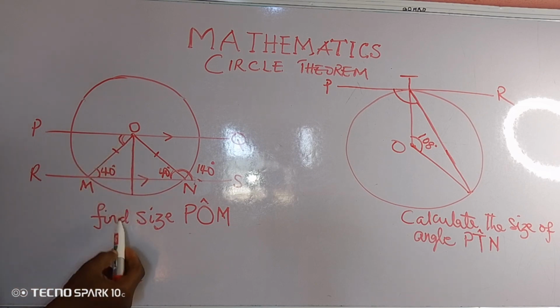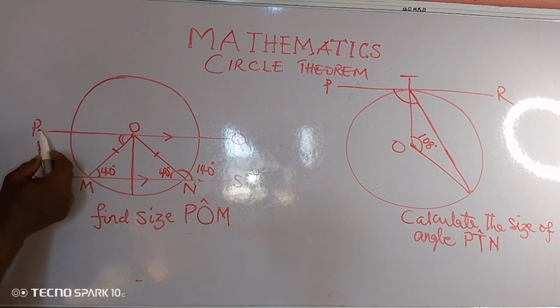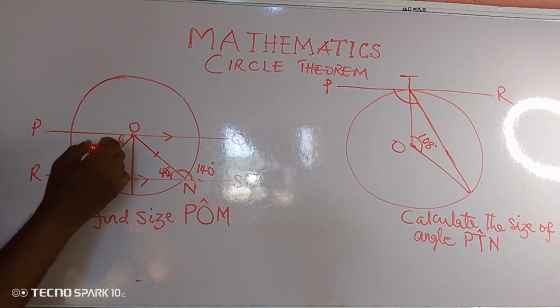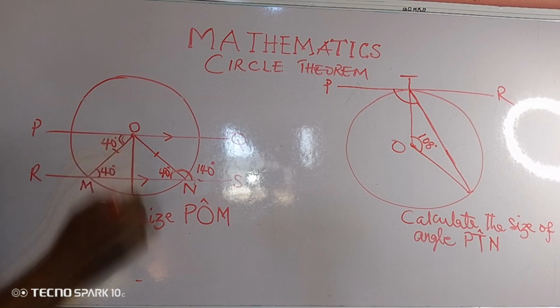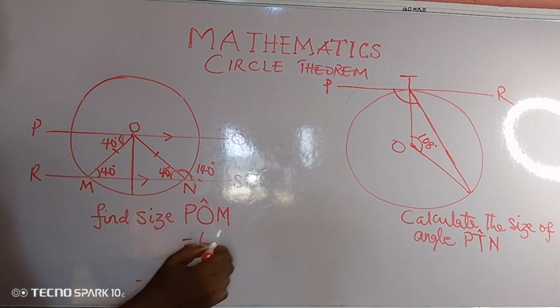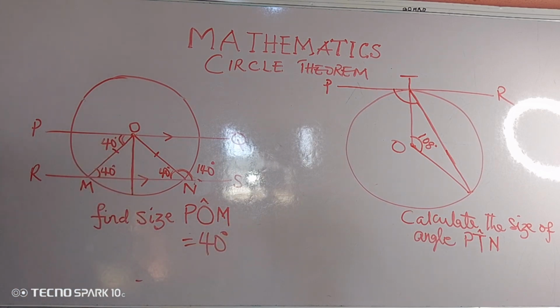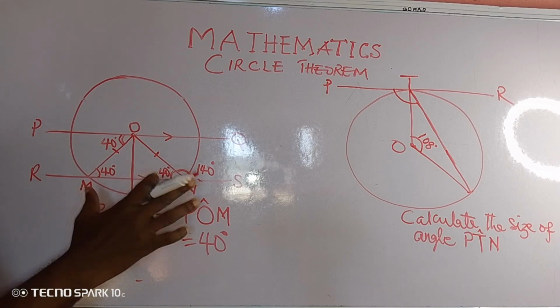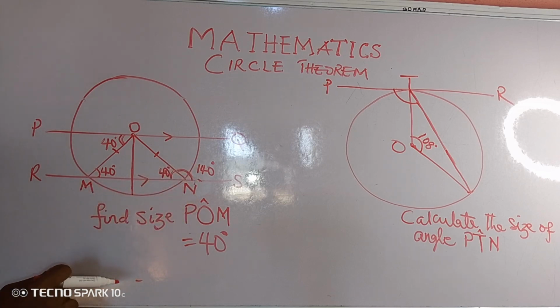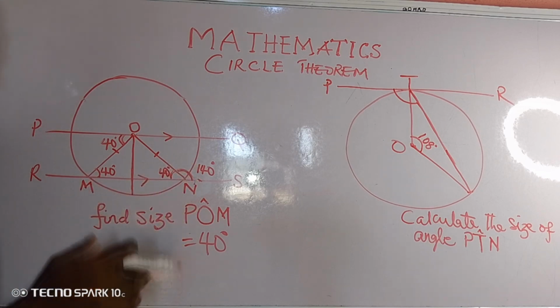So we are asked to find the size of PON. The size of PON, therefore, is 40 degrees. Okay? What we are looking for here is 40 degrees. You can actually solve this question very simply and very quickly. You get this done in this class, Maths Made Simple 247.